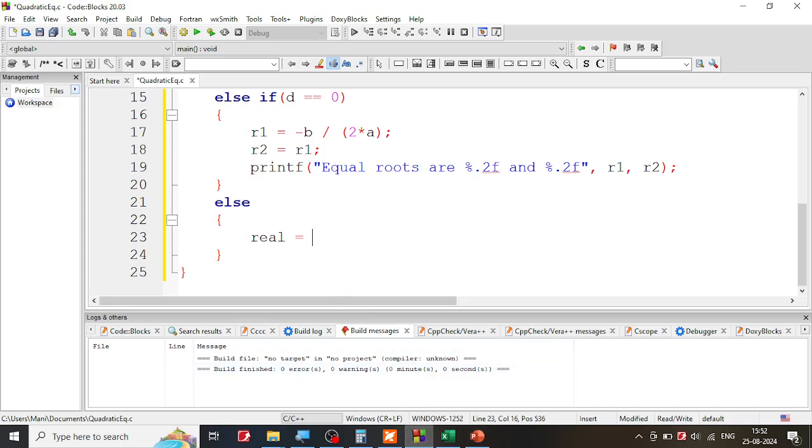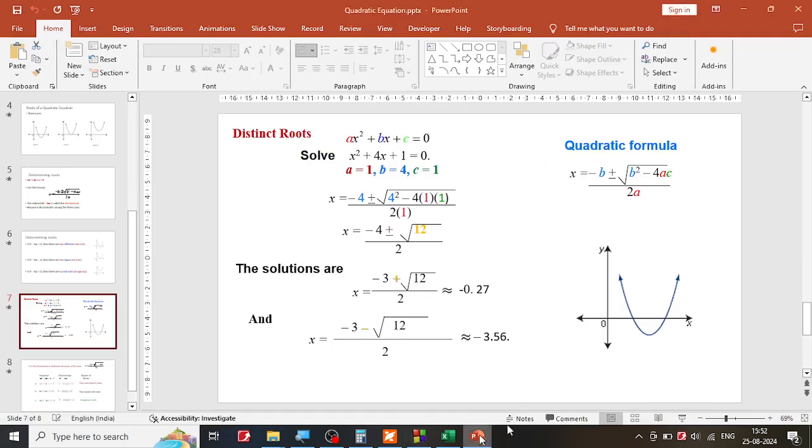So I'm going to say the real part is minus b by 2a, 2 into a. This is the real part. What is the real part in this equation? The real part is this term, minus b by 2a, plus or minus is not there. What is the imaginary part? The imaginary part is this one, the square root of b squared minus 4ac by 2a.